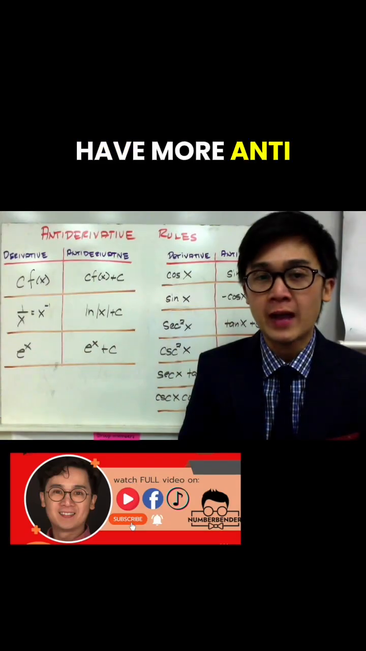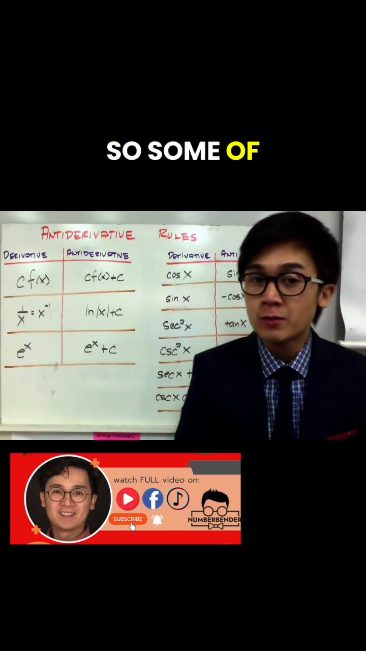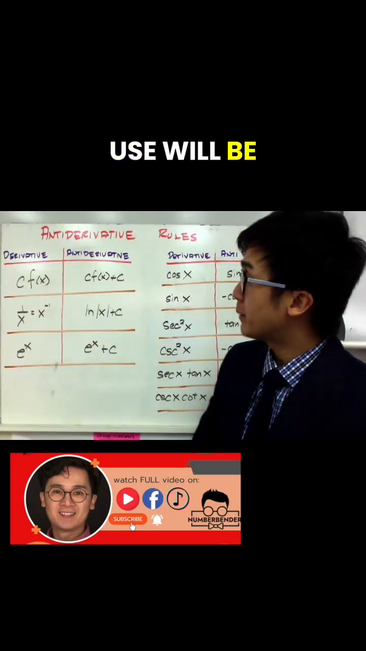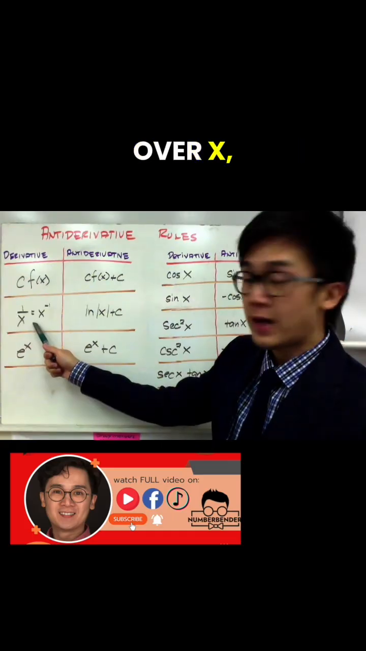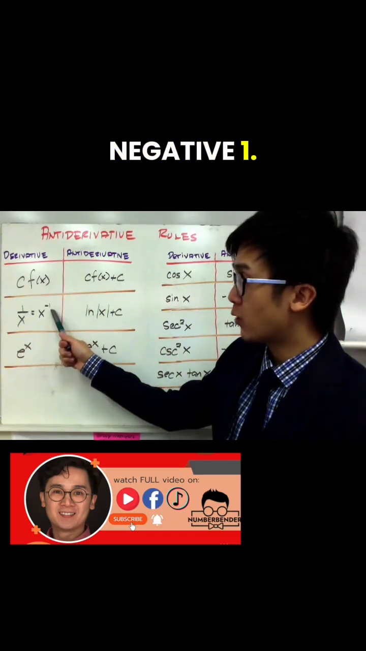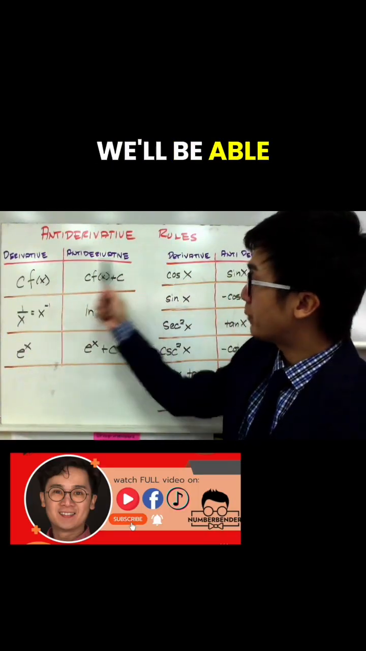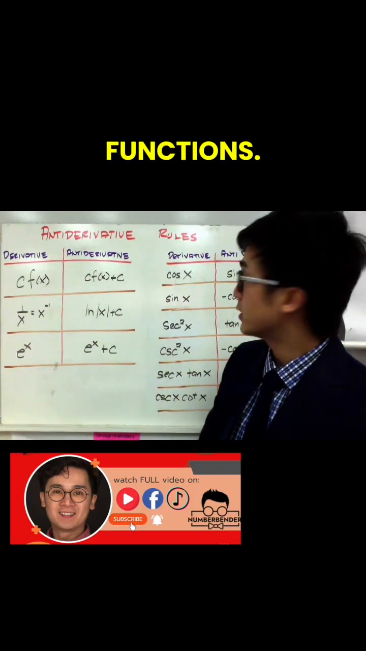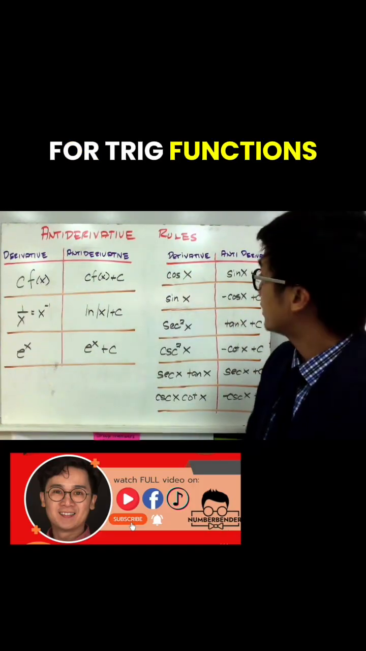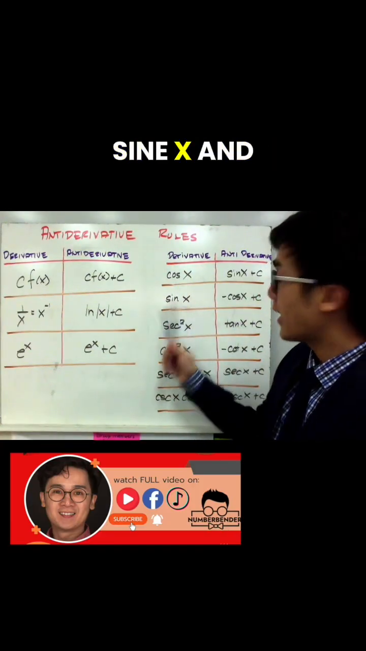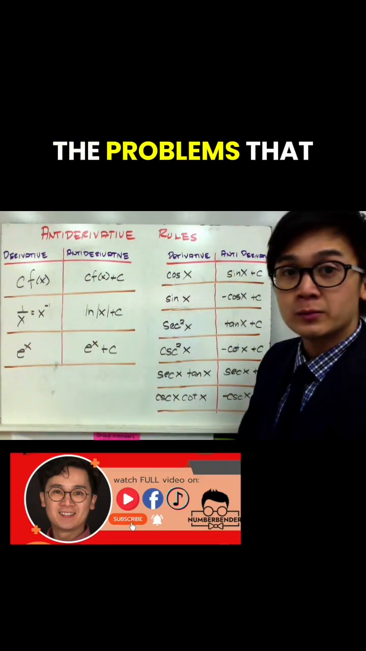We have more antiderivative rules that we will apply in our problems today. Some of the rules that we're going to use will be the antiderivative for a constant, the antiderivative for 1 over x, which is also x raised to negative 1, and the antiderivative for e to the x. Given by this formula, we'll be able to find the antiderivative of those functions. And we'll also introduce the antiderivative for trig functions, for cosine x, sine x, and so on. So we will use this set of formulas for some of the problems that I will present today.